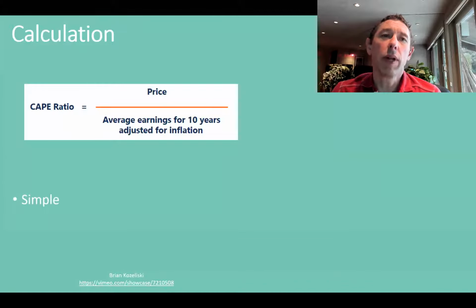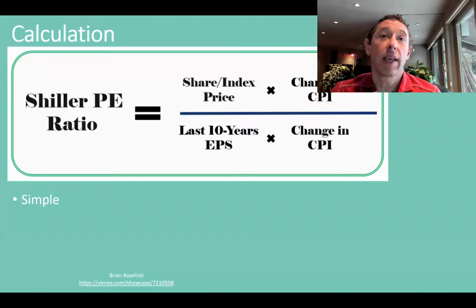What we want to do is take the current price, like we would with a normal PE ratio, but instead of using current earnings, we use the average earnings over the last 10 years and then adjust that for inflation, because, of course, inflation is something that is real. So you can take the price of the index times the change in the CPI, and the same thing for the average of the last 10 years times the change in the CPI. That just tells you how to adjust for inflation. It's a pretty simple measure.